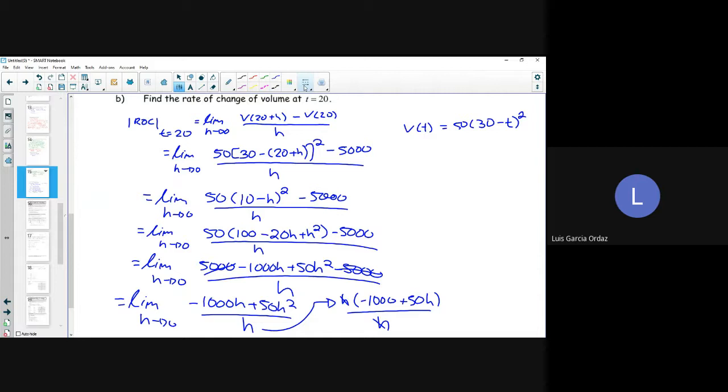So once I sub in 0 for h, what is my rate of change at 20 minutes? It would be negative 1,000 liters per minute. Which means that the tank is decreasing at a rate of 1,000 liters per minute at 20 minutes.